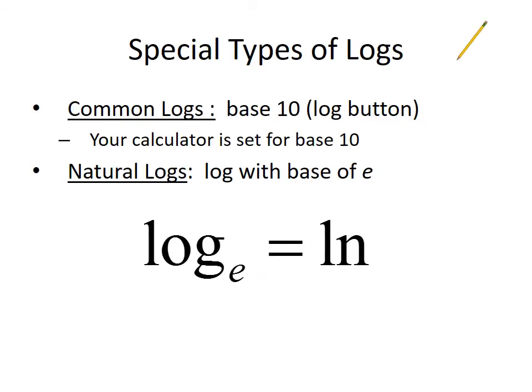We've explored the type of log called a common log already. This is when our log has a base of 10, which is what our calculators use. So therefore that allows us to use the log button on our calculator. The new type of special log is called a natural log. It is a log with a base of e.